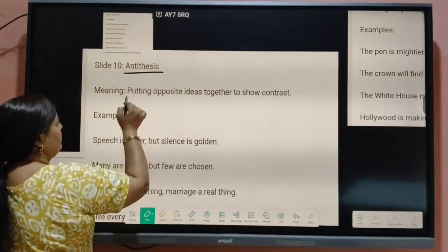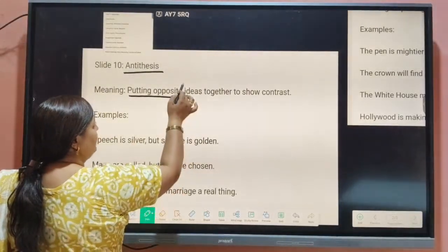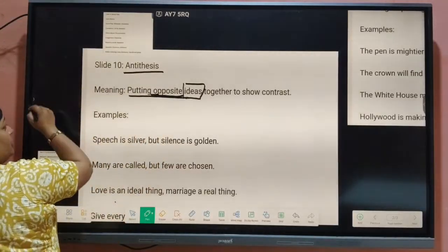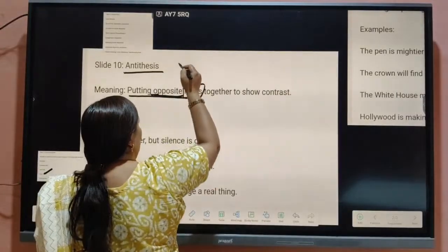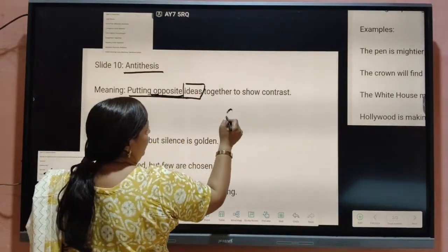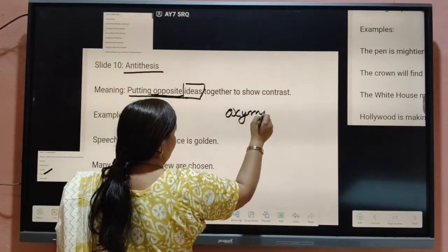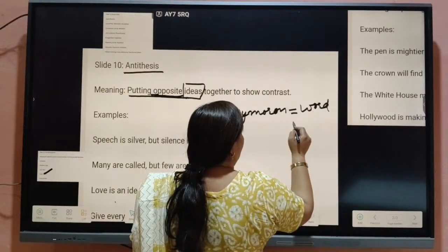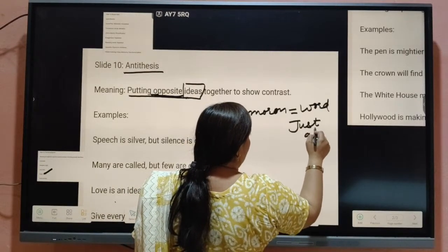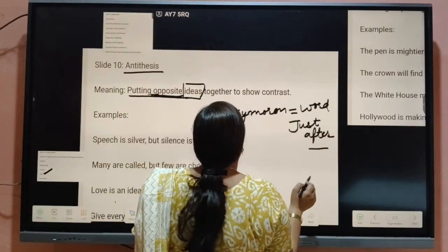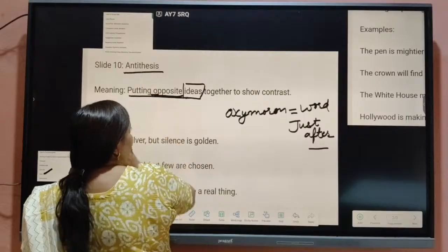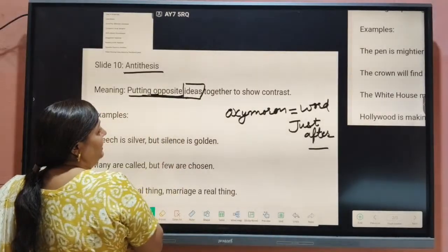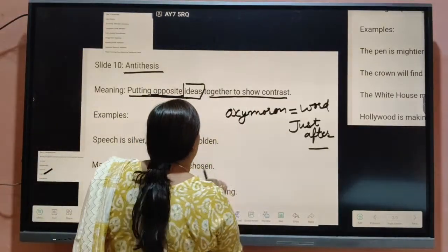Antithesis, in antithesis also we put opposite ideas. Here the word is ideas, which will also be opposite. We have learned about oxymoron also. In oxymoron, we have opposite words, but just one after another. But in antithesis, there is a little bit of difference. That is, we will find opposite ideas together to show contrast.